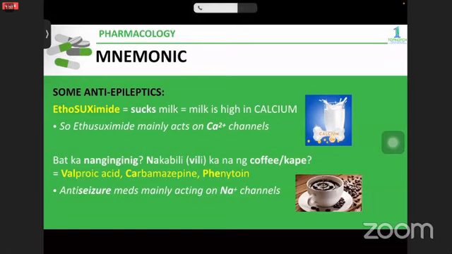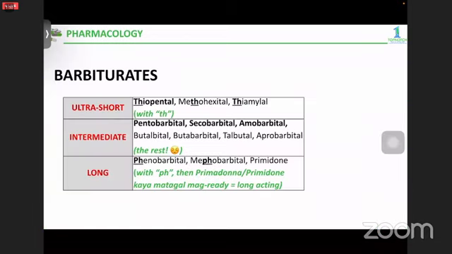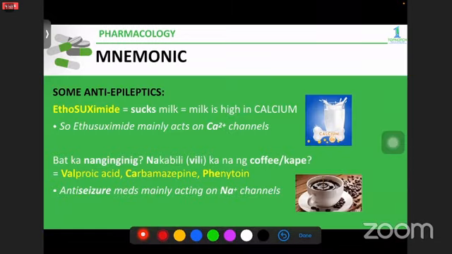Thanks. So let's continue, no? For this one, you have to remember, we talked about your barbiturates, no? For this one, ethosuximide. So "sucs," para siyang "sucks." So sucks milk. Mechanism of action na is sa calcium channel. So that's your ethosuximide. How about carbamazepine and phenytoin?